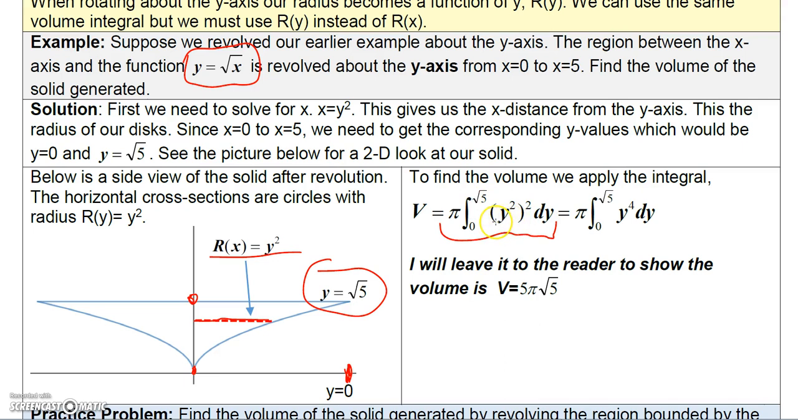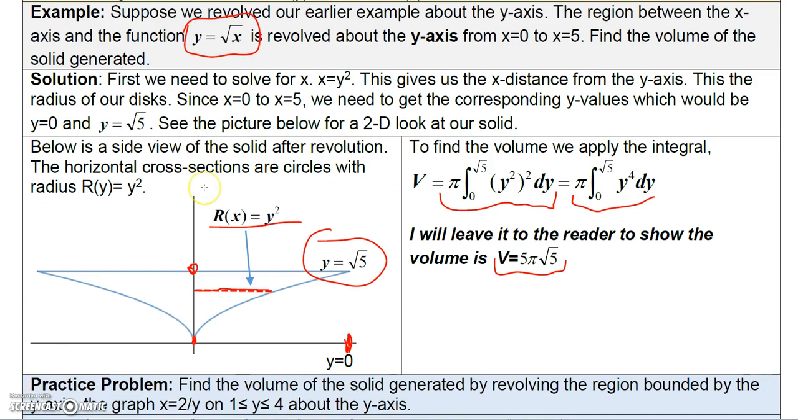And then remember, the radius was y squared. So if we do pi r squared, we get pi times y squared squared. I pulled the pi out here, and then you just have to integrate this integral. Again, I'll leave it to you to show that the volume you get by integrating is 5 pi times the square root of 5.